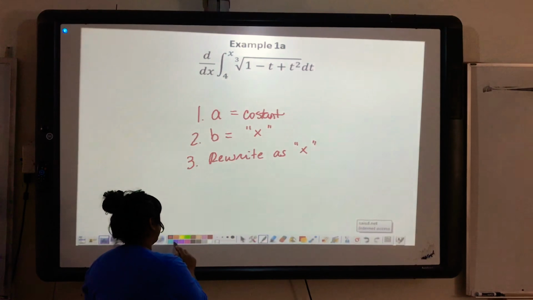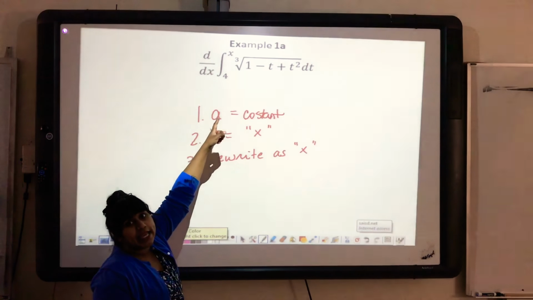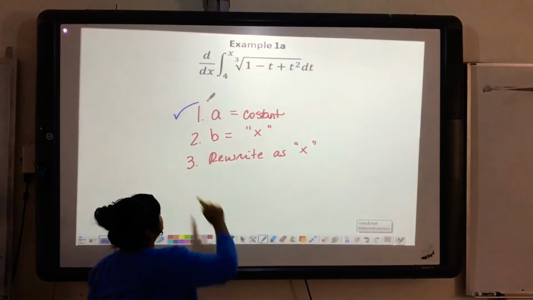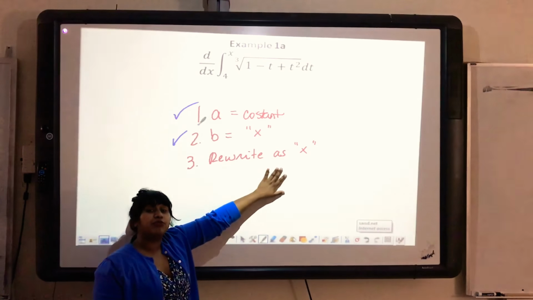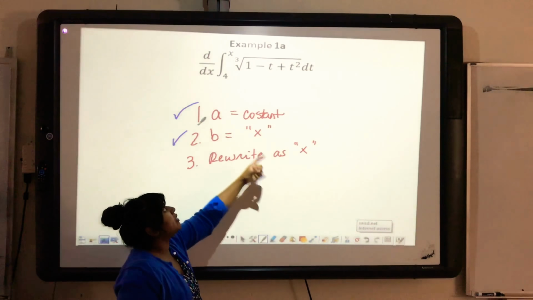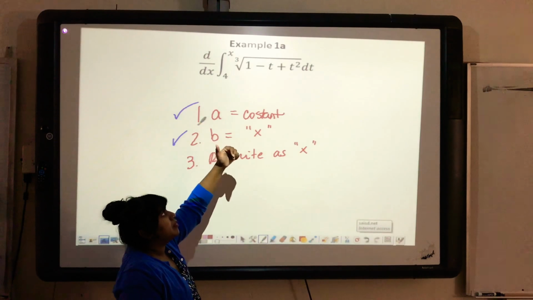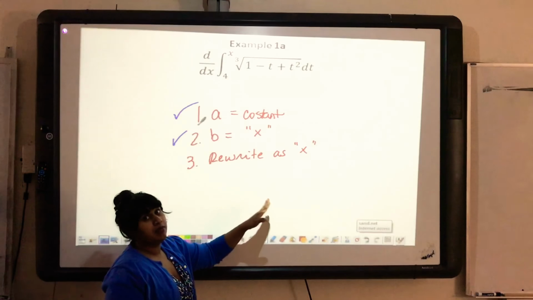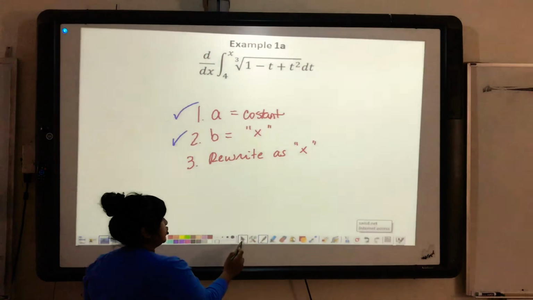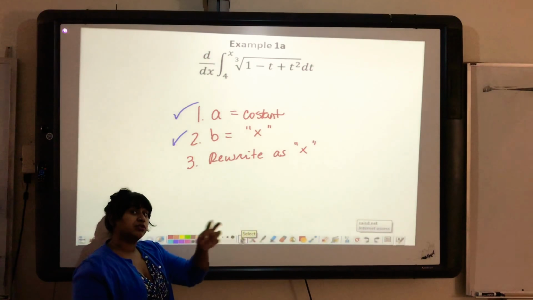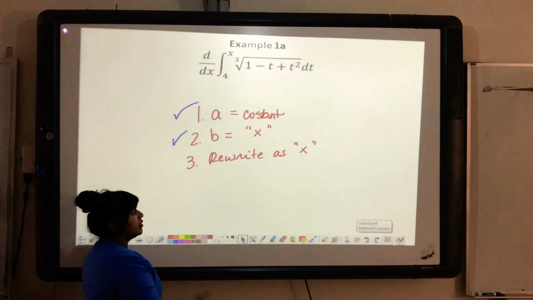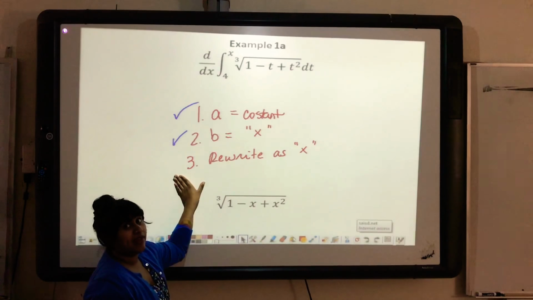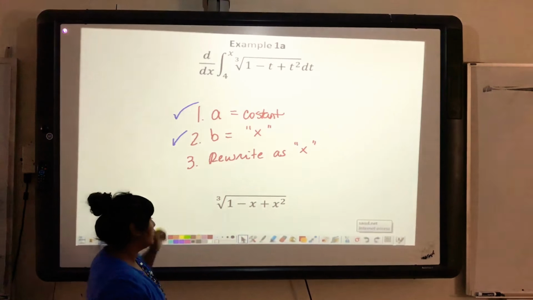So let's double check our conditions here. Is A a constant? A is 4, yes. Is B just X? It sure is. So then we can go ahead and do step 3. We can rewrite it with our letter X. So instead of the cube root of 1 minus t plus t squared, with my x's it's going to become the cube root of 1 minus x plus x squared. And that's just the answer. We have no more derivative, no more integral, because those cancel each other out. So you're just left with the cube root of 1 minus x plus x squared. It's as simple as this. When you have A as a constant and B as x, you can just rewrite.